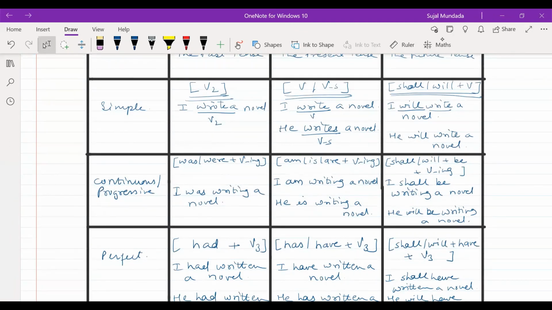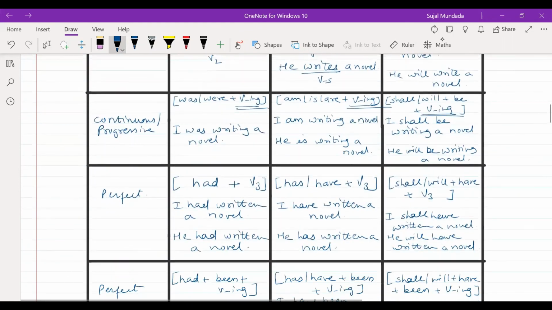Now in continuous tenses also, you will find that all these tenses, present, past, future, they follow the same structure except a few differences. Here also you will find that VING is common in all of them. It is only the form of to be. In past tense, was, were, present tense, am, is, are, future tense, shall be or will be. This is the only change.